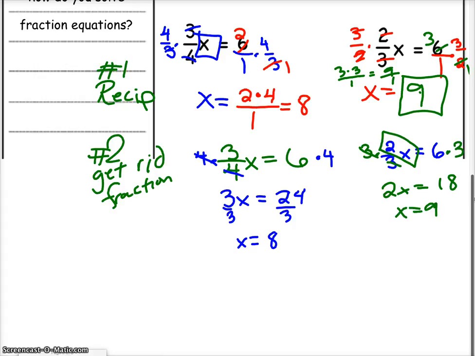So strategy 1, reciprocal. Strategy 2, get rid of the bottom number. How do you get rid of the bottom number? Multiply by bottom. That's how you get rid of it. Because the bottom number, the denominator, means division. To get rid of division, you multiply.